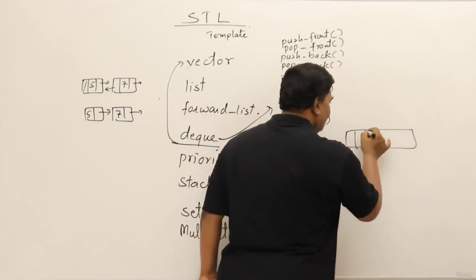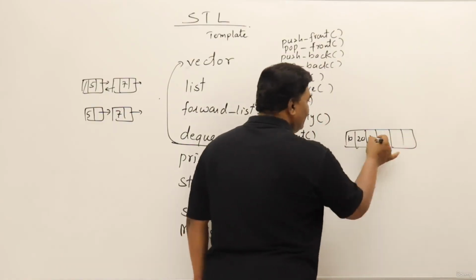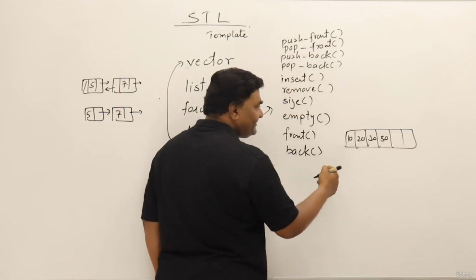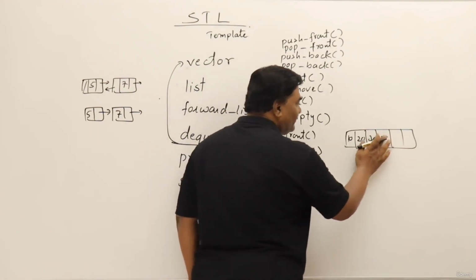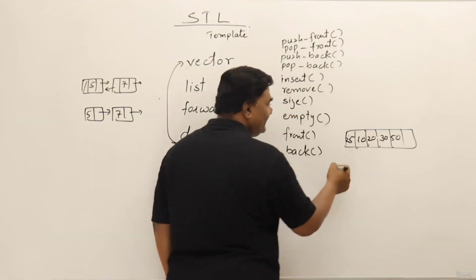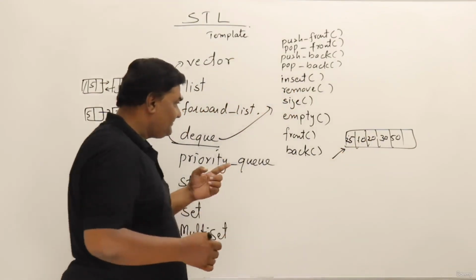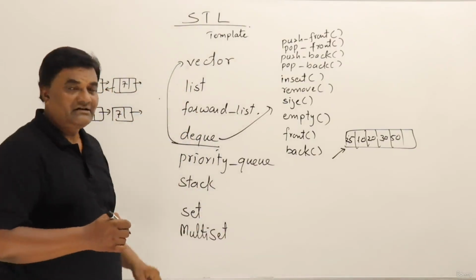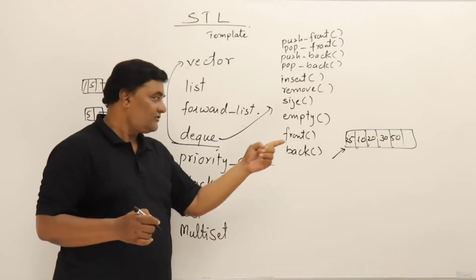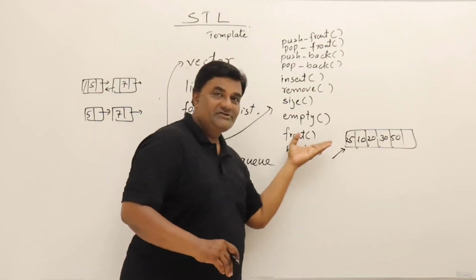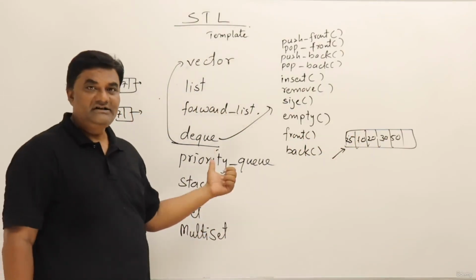Suppose you have an array. Now if you want to insert 50 from that side, you insert it. If you want to insert 25 from this side, all these elements have to be shifted and 25 can be inserted. So for insertion from this side, the elements have to be shifted. That was not allowed in vector, but it is allowed in deque. It's a costly process. In the same way, if you delete 25 from here, all the elements have to be shifted this side. So this is allowed in deque.